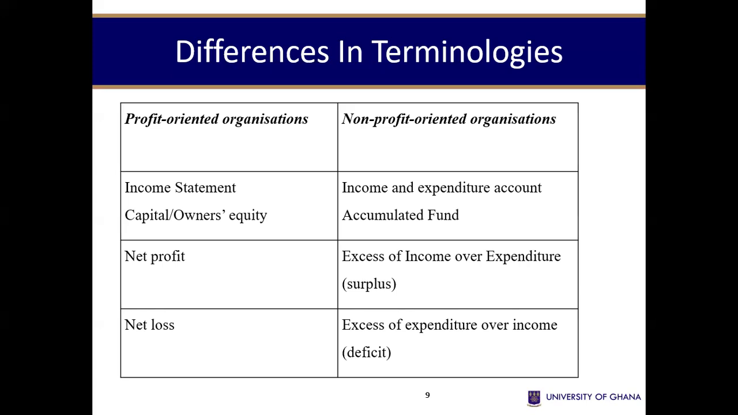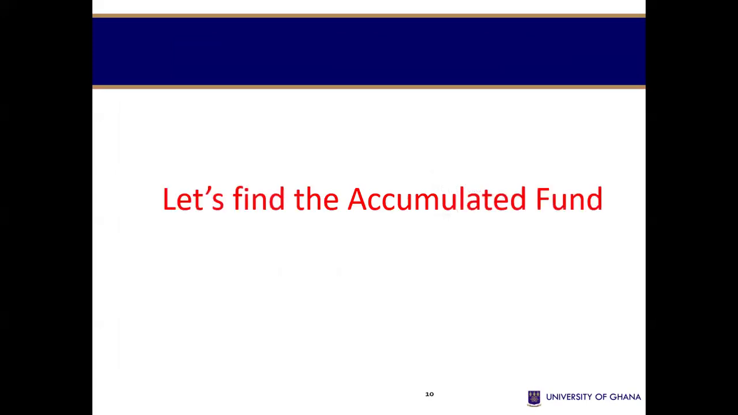Net profit and net loss: we've mentioned that excess of income or excess of expenditure over income will give us either a surplus or a deficit. So it's important that we remember these terms as we describe a non-profit organization. If you've been hired as a treasurer or a financial secretary for any association, then you will be preparing these accounts and these terms will be familiar. So we'd like to task ourselves to find the accumulated fund for one non-profit organization, and you can check out the video on that.